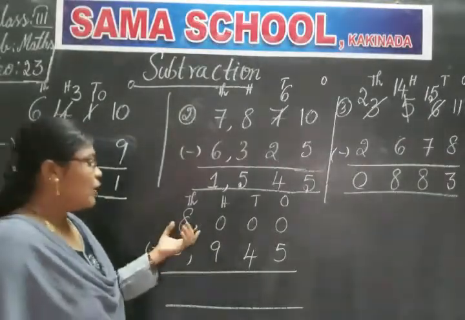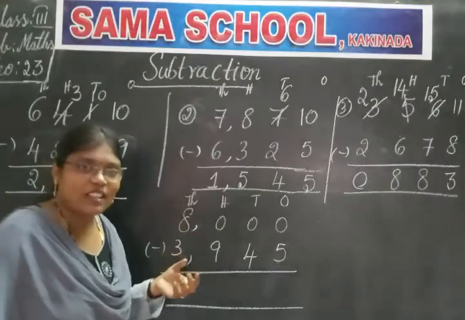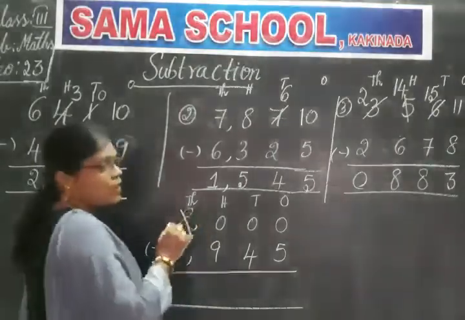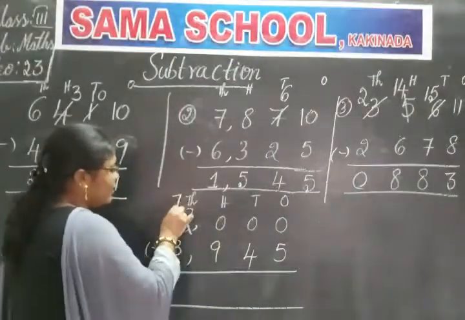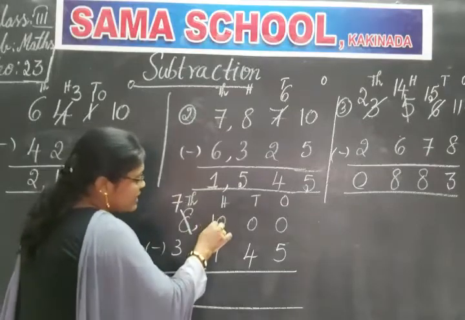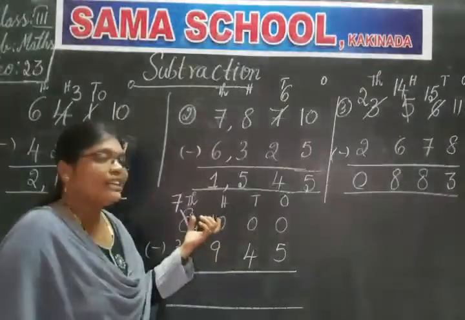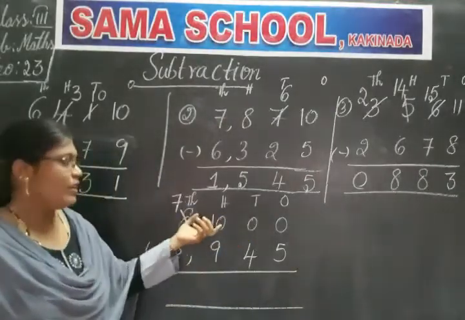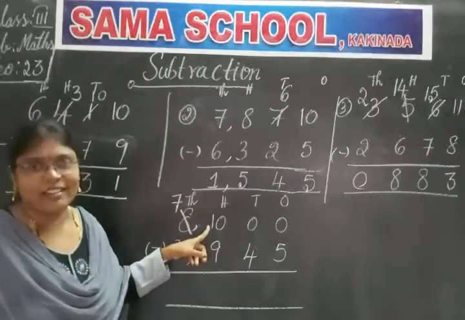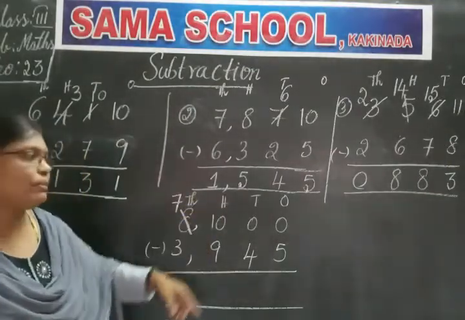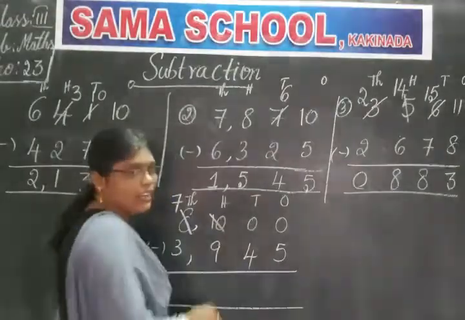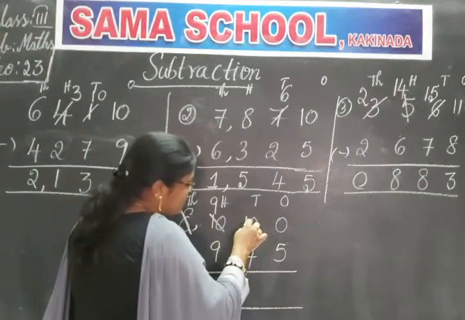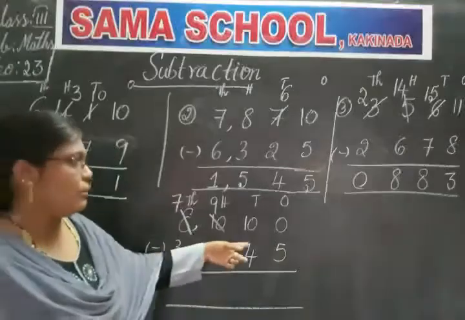Okay children? Now borrow from thousands place. What is the digit in thousands place? 8. If you borrow 1, it will become, what is the number before 8? 7. And the borrowed one joins the hundreds place and becomes 10. So from hundreds place, can it be borrowed to tens place or not? Before we had 0 but now we have 10 in hundreds place, right? So borrow 1 from 10. It will become 9 and the tens place number becomes 10.